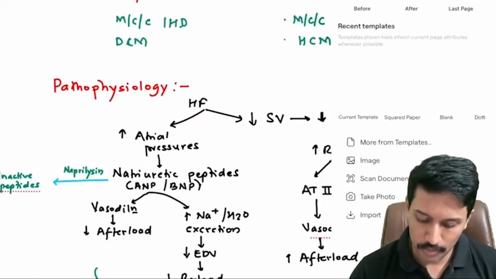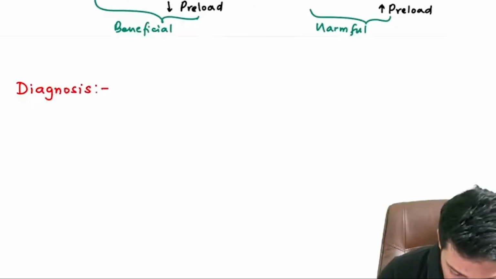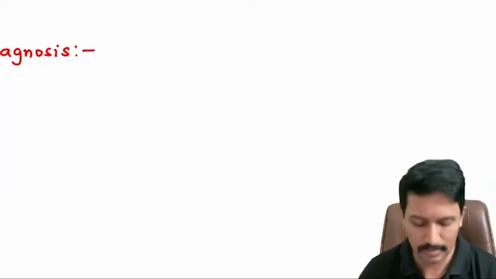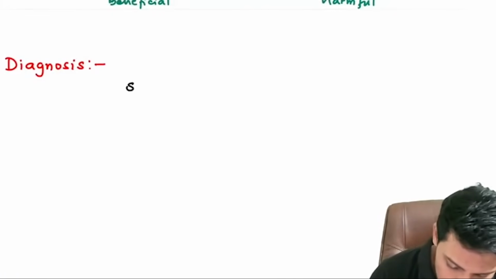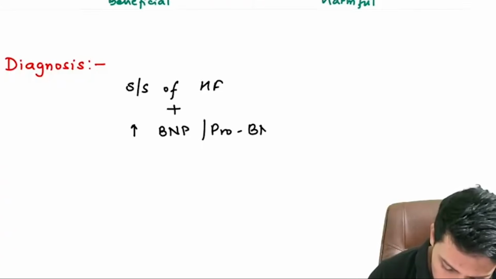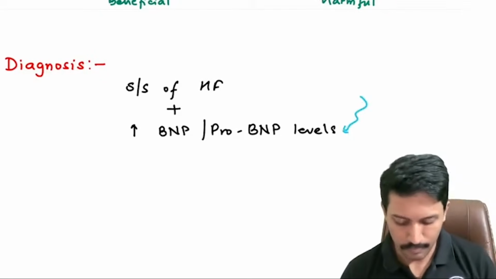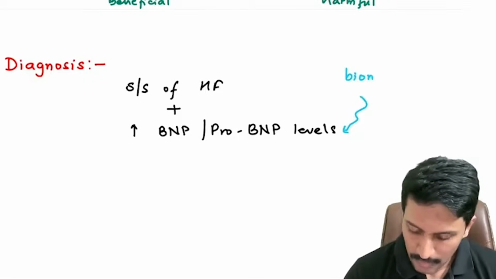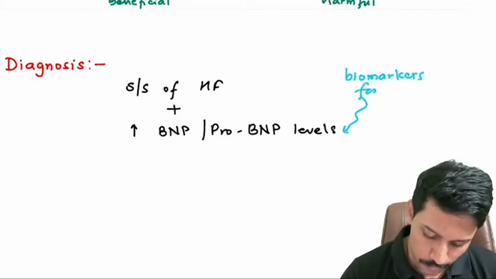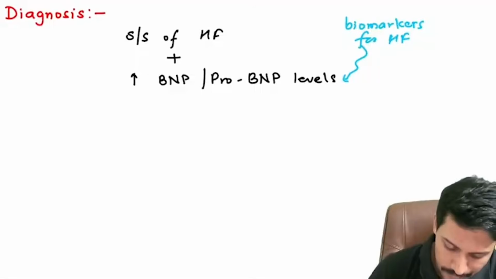Clear? So now that we know the pathophysiology, let me quickly jot down the diagnosis and then management. Diagnosis and management. So in the diagnosis, just write simple, keep it plain and simple. The diagnosis is based on signs and symptoms of heart failure plus elevated BNP or pro BNP levels. And if you want, you can highlight the BNP or pro BNP level. They are considered as the biomarkers for heart failure. Clear? Now that we know about the diagnosis as well, let us talk about management.